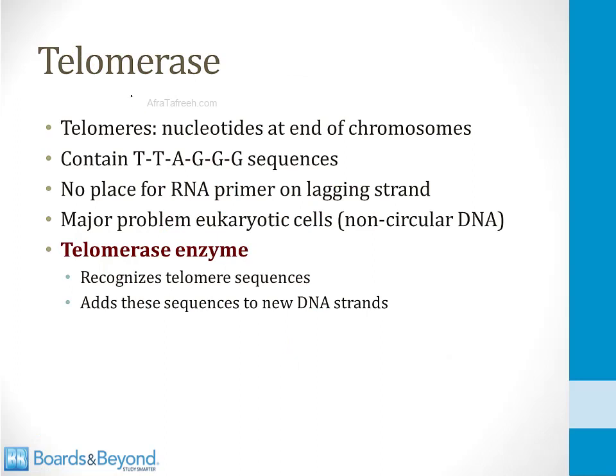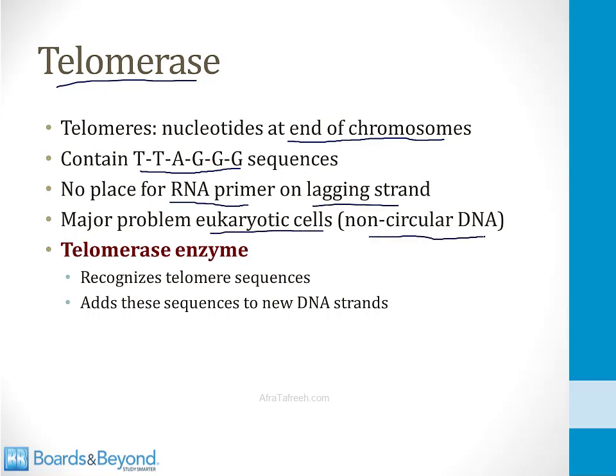The last enzyme I'll discuss in this module related to DNA replication is telomerase. Telomeres are nucleotides found at the end of chromosomes. They often contain repeating sequences of TTAGG. And the problem at the end of a chromosome is that there's no place for an RNA primer on the lagging strand. This is especially true in eukaryotic cells, which have non-circular DNA. So what the telomerase enzyme does is recognize telomere sequences and add these sequences to new DNA strands so that nucleotides are not lost as each DNA strand is replicated.